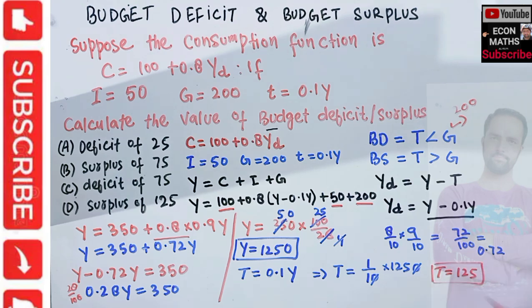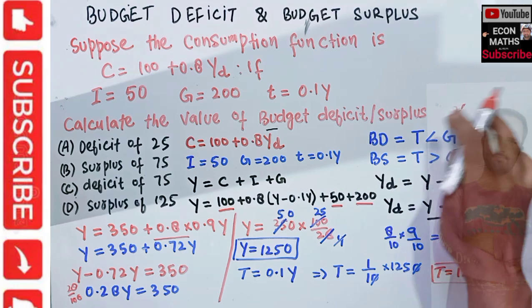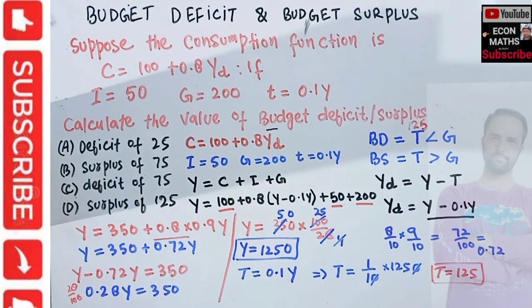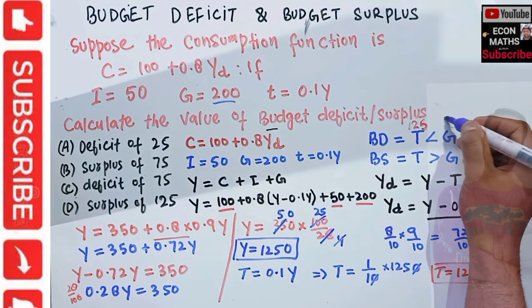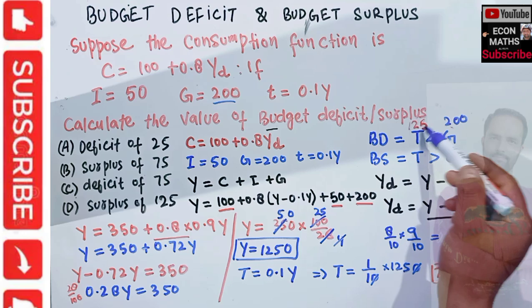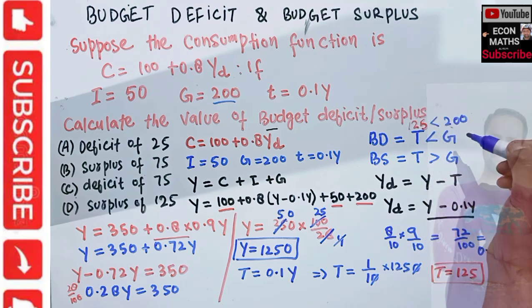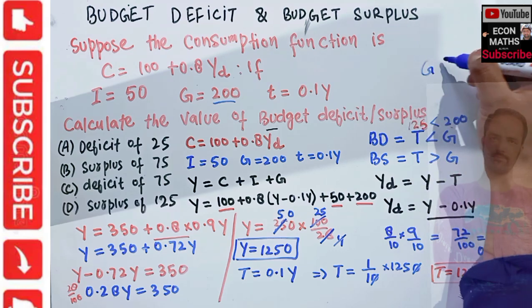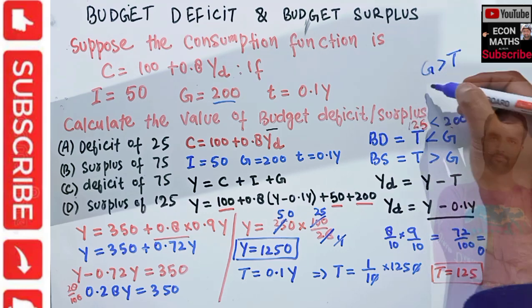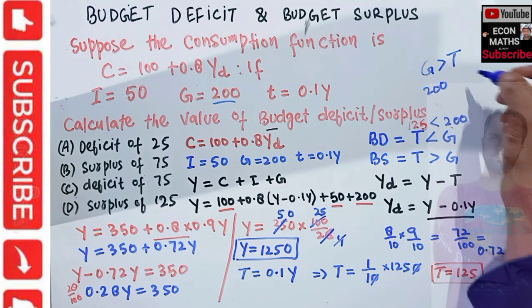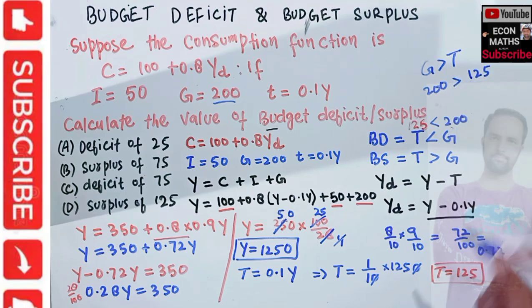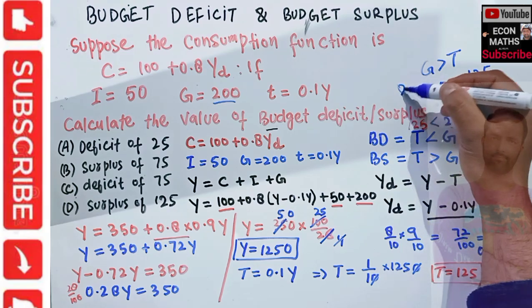Now let us see. Tax revenue T is 125, and G is given as 200. Obviously 125 is less than 200. That means our government spending is greater than the tax revenue. Government spending was 200, and the value of tax revenue we found is 125. Obviously we will have the deficit.